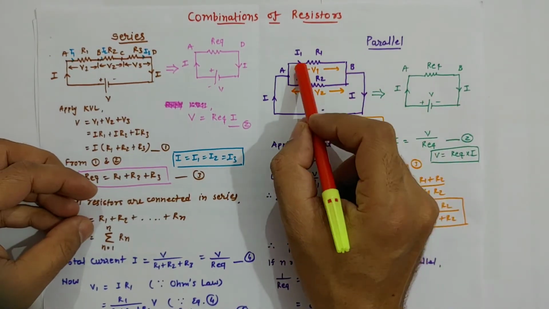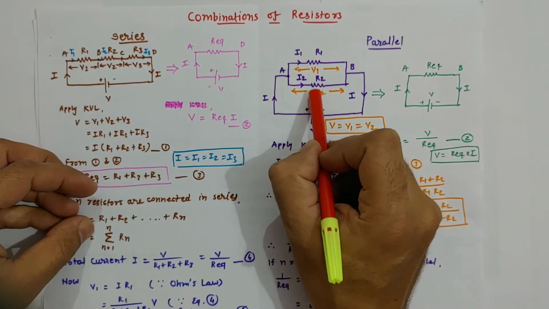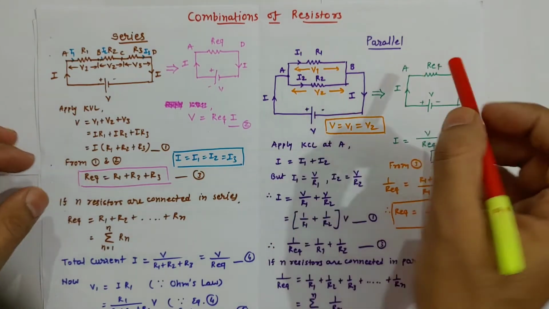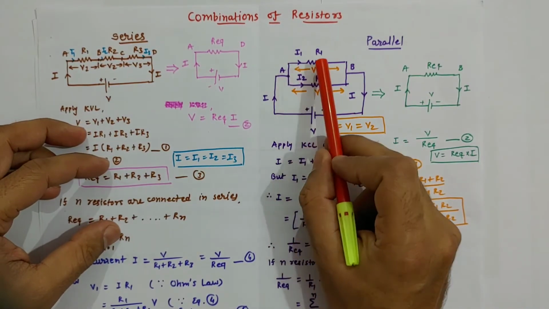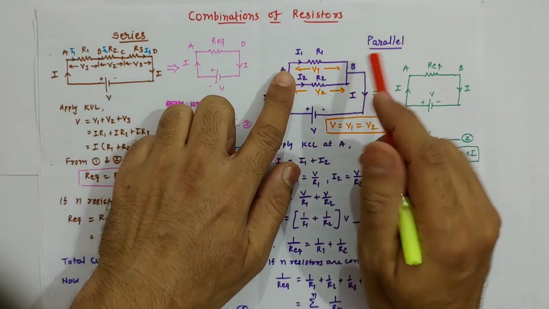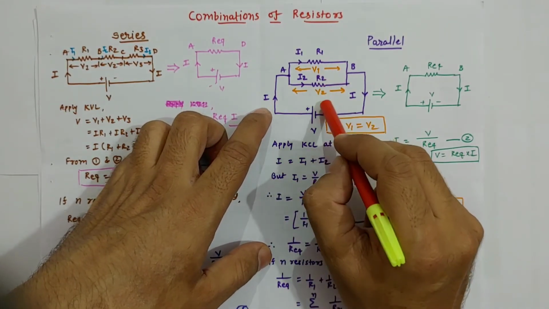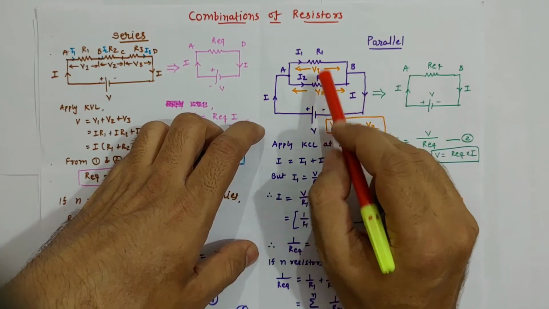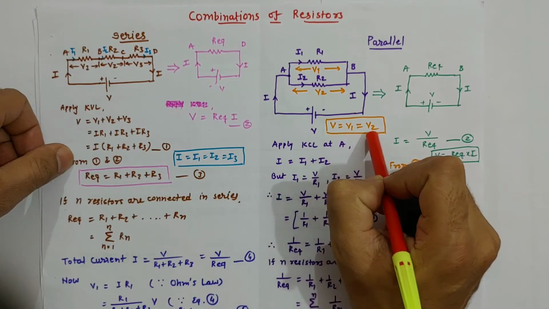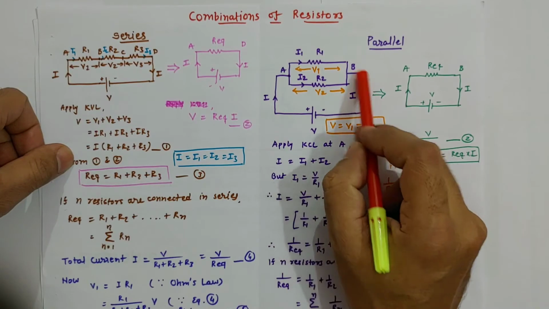Now if you see the voltage across the resistors, we have supply voltage V, voltage across R2 is V2, and voltage across R1 is V1. Now if you see that all the resistors and supply voltage are at same potential, meaning they are connected between these two terminals. So the value of the voltage across each resistor would be same in case of parallel connection. In this case, we can see that V1 is equal to V2 is equal to V. The value of the voltage would be same as supply voltage.